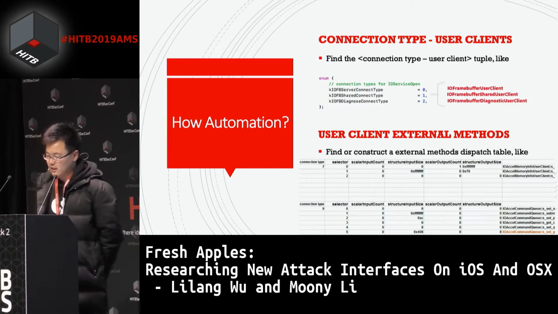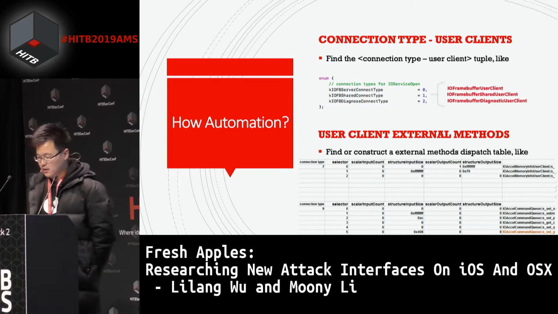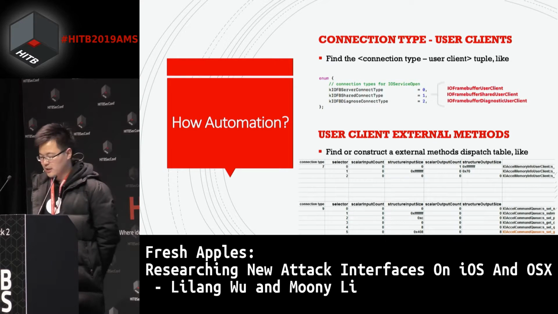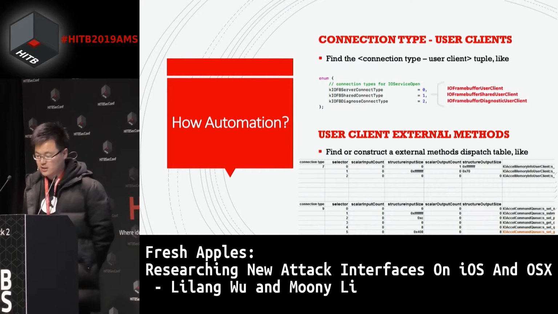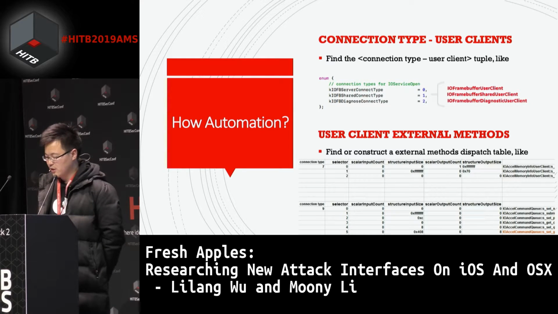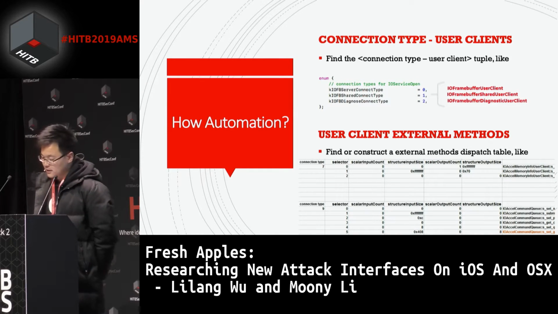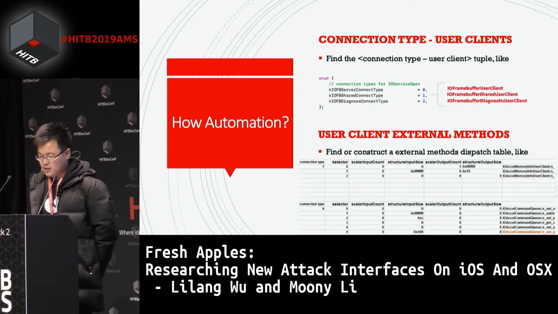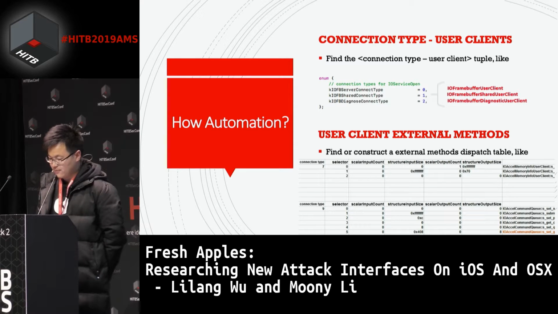After we have the analysis flow and analysis points, all we need to do is implement the automation process and get the related attack service vector. For example, for user client analysis, we should get this kind of connection type and user client tuple, as shown in the figure above. And for external method analysis, we get the external method dispatch table, as the figure below shows.